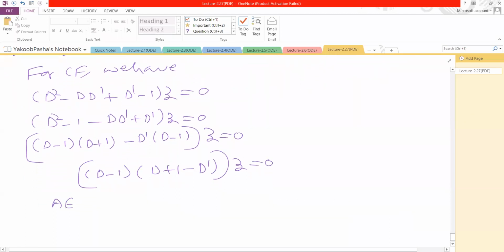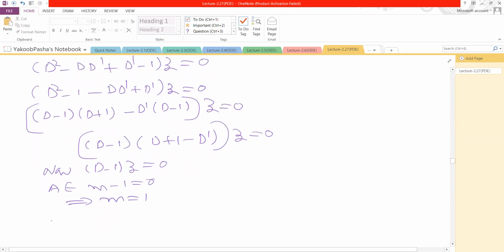So first I am taking the first equation. I am writing now, d minus 1 of z equal to 0. So the auxiliary equation is m minus 1 equal to 0, m is equal to 1. Here in this case, we can write the part of the complementary function, not the complementary function.